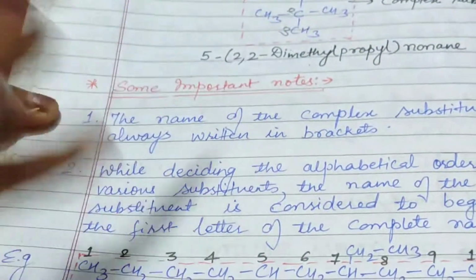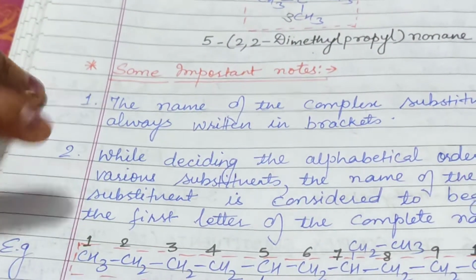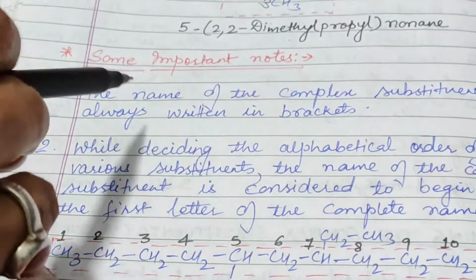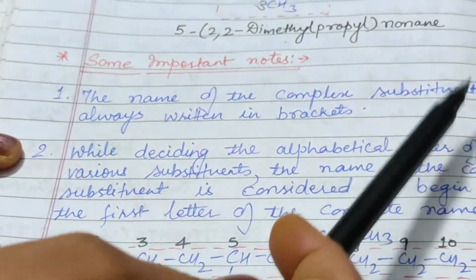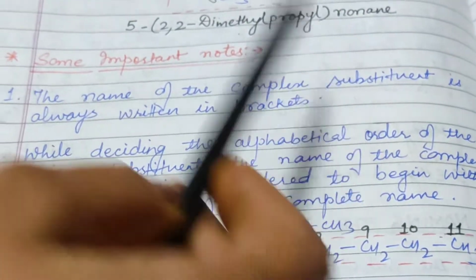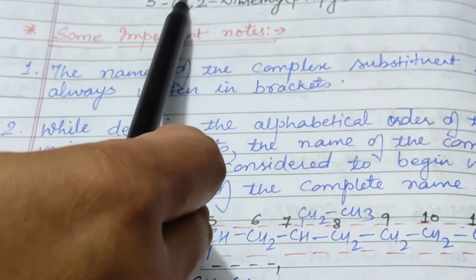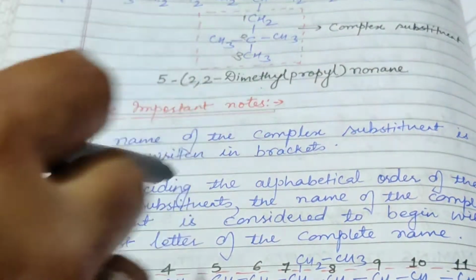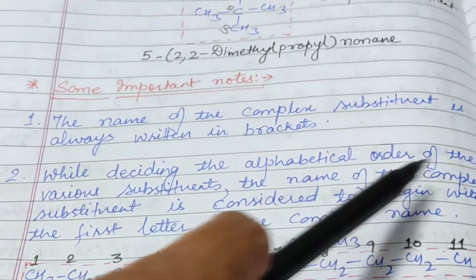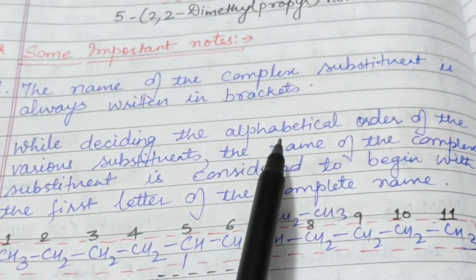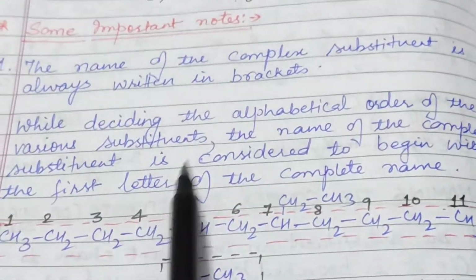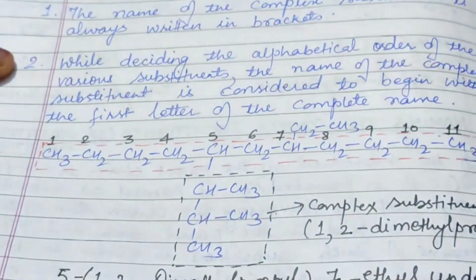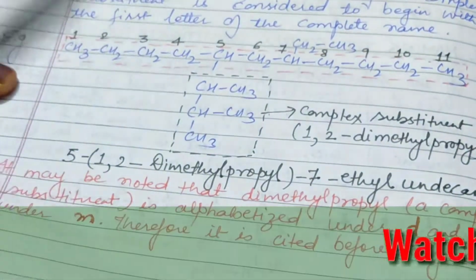Now some important notes which you have to keep in mind under this rule. The name of the complex substituent is always written in brackets. Just now I told you that you will always mention the name of the complex substituent in brackets. Second, while deciding the alphabetical order of the various substituents, the name of the complex substituent is considered to begin with the first letter of the complete name. Try to understand this here.